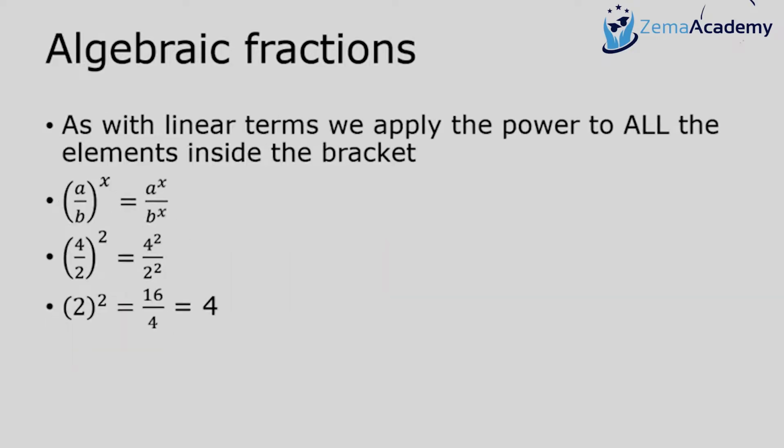There is something else I wanted to remind you of for the fractions that I haven't gone over yet, and that's this. As with the linear terms, when we've looked at applying a power to things inside brackets, we said that we have to apply a power to all of the elements inside the bracket. So if we had ab inside brackets squared on the outside the brackets, that's the same as a squared, b squared. We have to square everything inside the bracket to get rid of the brackets.